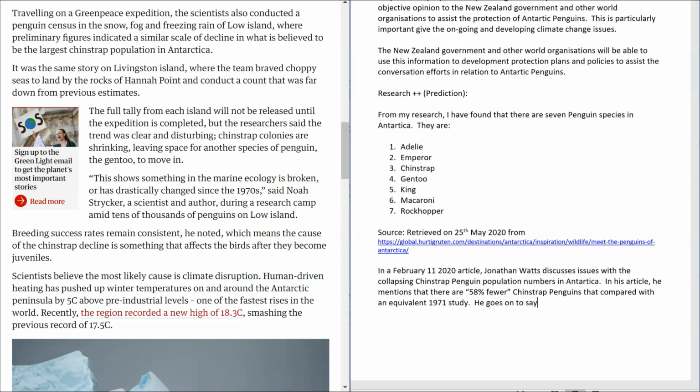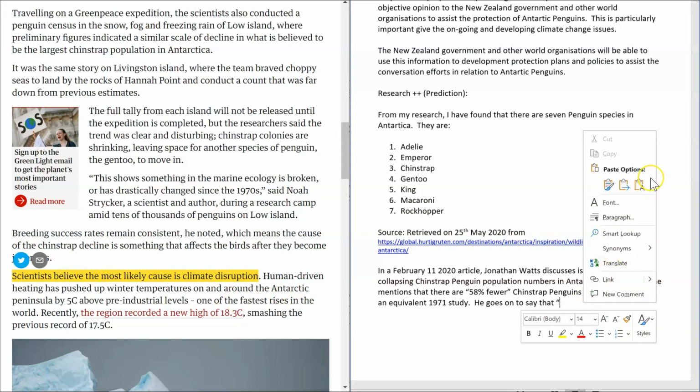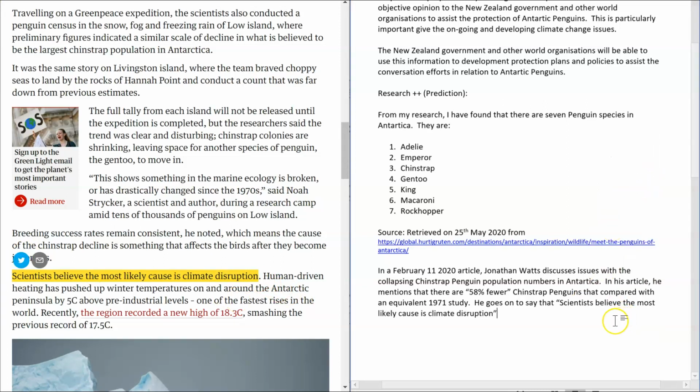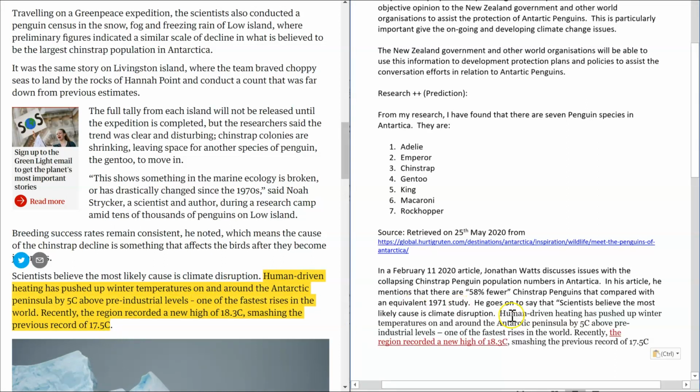On to say that, and I'm going to quote this, most likely cause is disruption. So that's not good as well. And I'm actually just going to read the rest of it. Human-driven heating has pushed up the temperatures. So I'm actually going to quote that whole paragraph because I think that all adds to it.